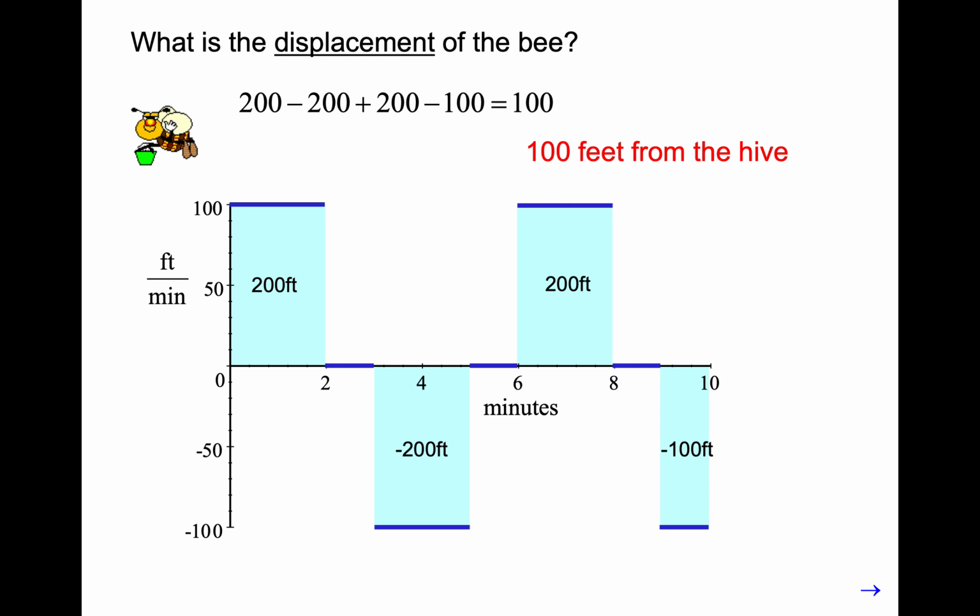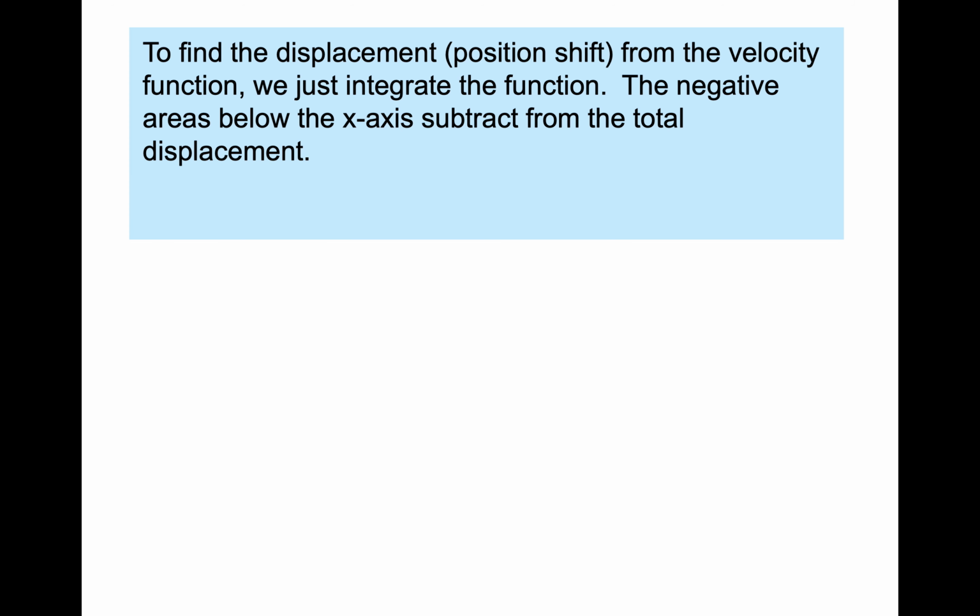So you do need to know the difference between being asked for the total distance or being asked for the displacement. To find the displacement, which is that position shift, from the velocity function we just integrate the function. Just straight integrate it. The negative areas below the x-axis subtract from the total displacement. So you don't have to worry about anything. You just do an integral.